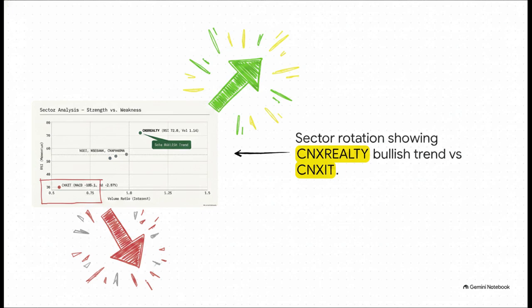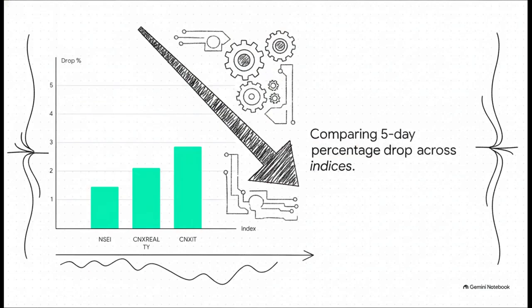Then, on the complete opposite end of the spectrum, way down in the bottom left, you've got CNX IT. It's flashing some serious weakness. Its RSI is dragging down into the 30 to 40 zone, accompanied by some deeply negative MACD momentum. To really put those numbers into perspective, we've got to compare their recent performance directly against the broader market. Looking at these 5-day percentage changes, the quantitative weakness in CNX IT is just glaring. It dropped 2.87%, meaning it's lagging way behind the broader NSEI index, which only dropped 1.46%.